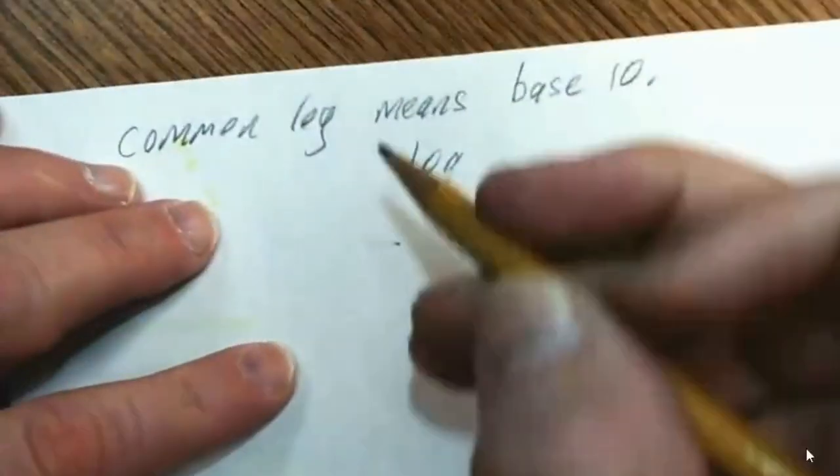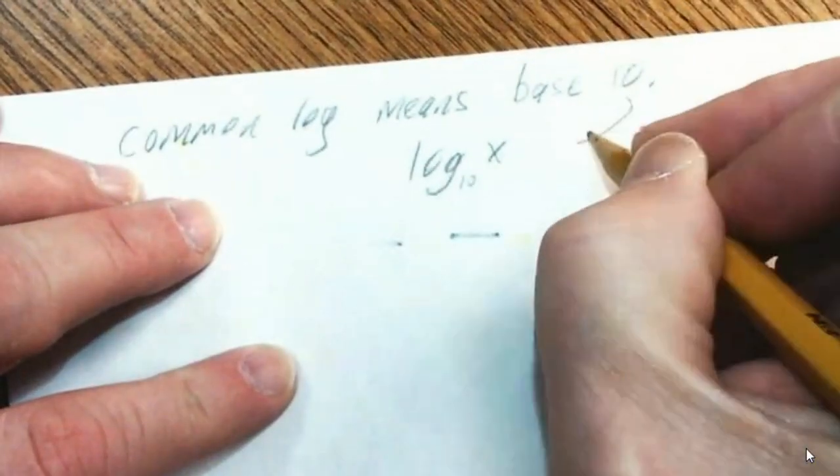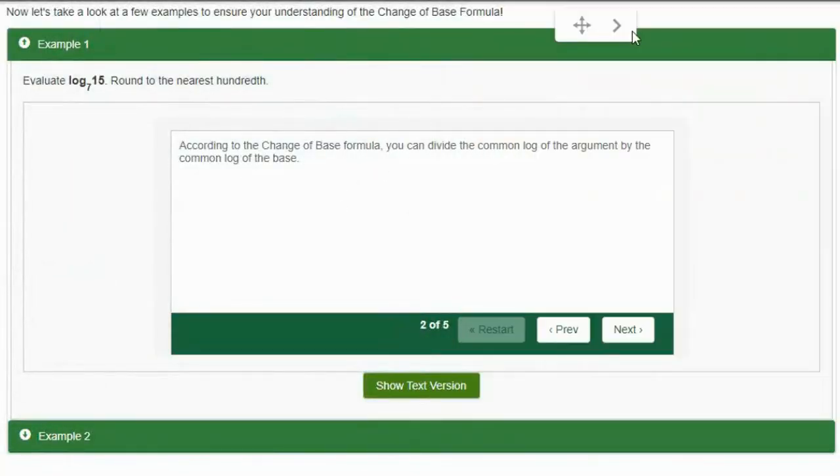It means log base 10. Common log means base 10 because that's the common one we use. We use base 10 numbers in our society. So that's what common log means. It means base 10. So when you see that, go ahead and use the change of base formula. You can divide the common log by the common log.